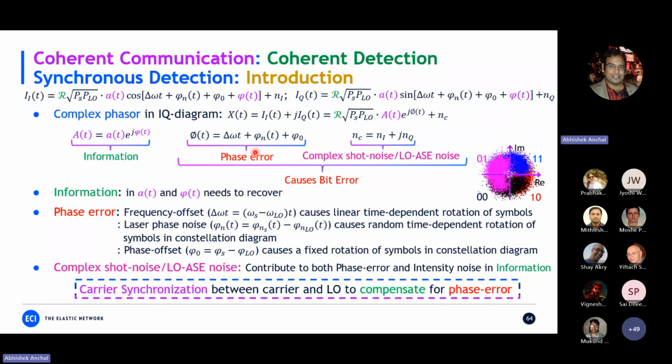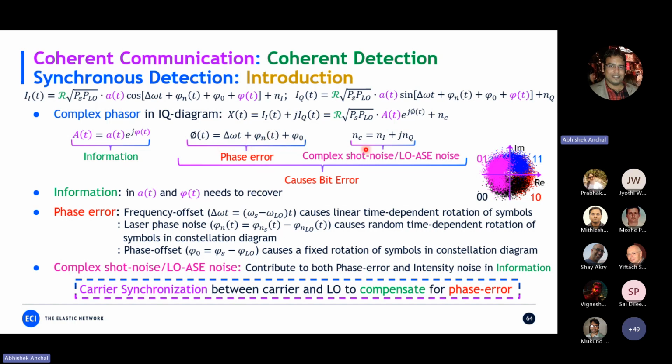in the constellation. So if you look at it, what are these? A(t) is this part, which is your information, which is either intensity information or phase information or both of them. So this is the information, this is what we need to recover. And this term, the capital Phi(t), is the phase error. And this phase error comes either by virtue of local oscillator coherent detection, or because of the noises in the signal, local oscillator, or the dispersion, nonlinearity, etc.